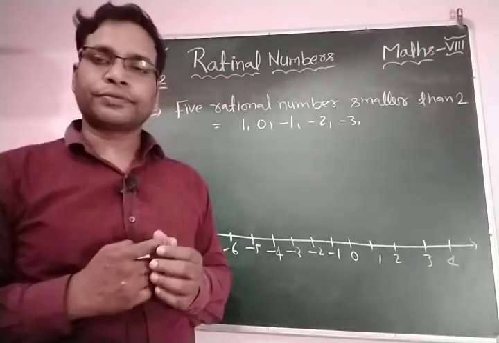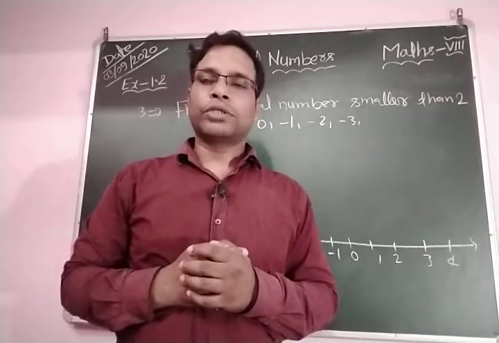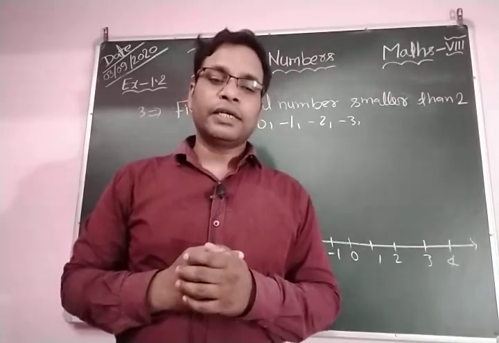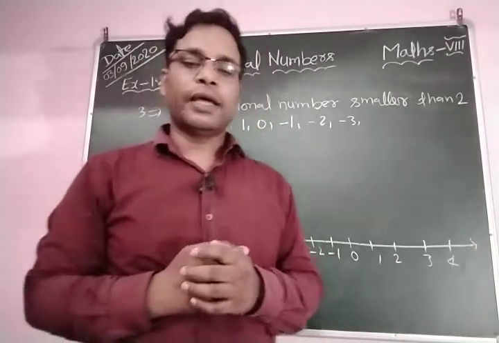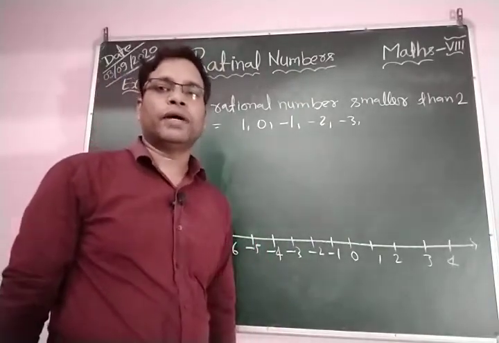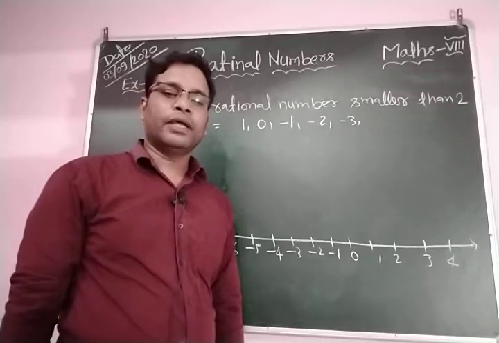Now we are going to discuss the next question. Question number 4: find 10 rational numbers between minus 2 by 5 and 1 by 2. So let's see how to find 10 rational numbers between minus 2 by 5 and 1 by 2.